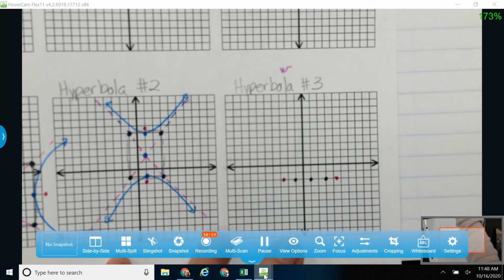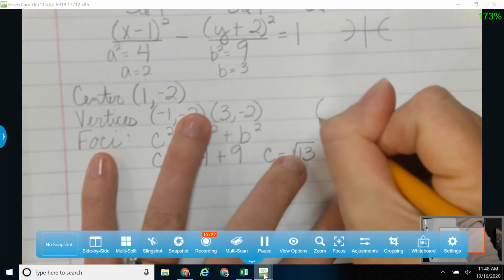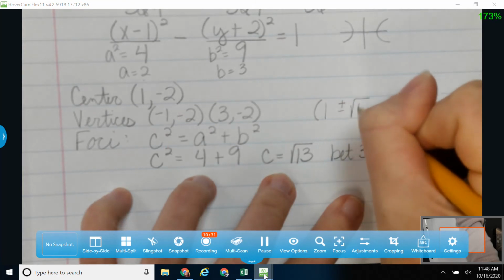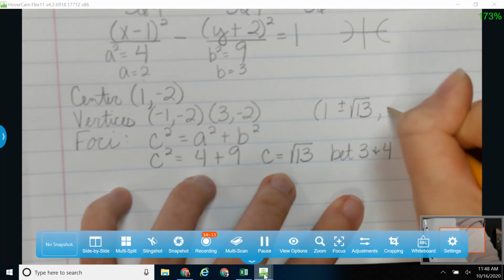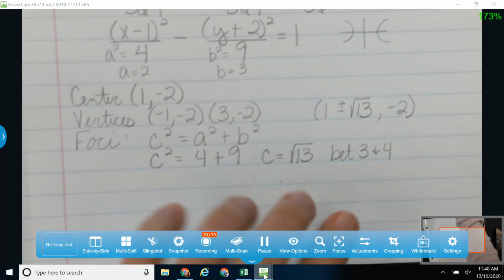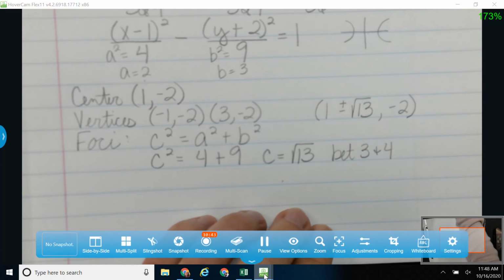Okay, I did that with my x value because I went left and right. So use your center point. My center point was 1, and then plus and minus the square root of 13, and my y value stayed the same. So my y value did not change. It's still going to be at -2. Okay, questions on foci?